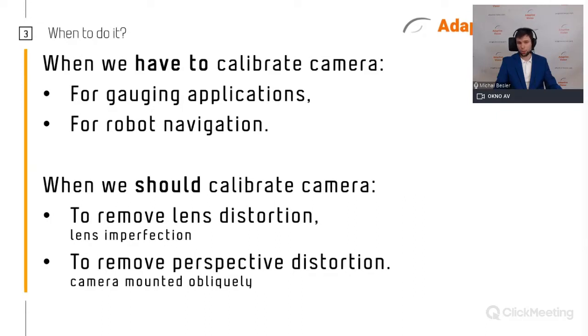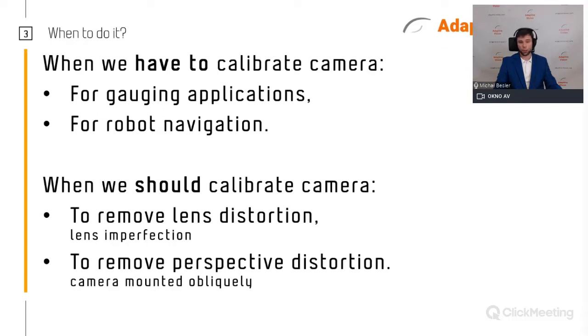And when should we calibrate the camera? Every time we encounter a problem with lens distortion. In fact, probably all lenses have some kind of distortion. Sometimes it is less visible, sometimes it's much more visible. And every time we have problems during creating our application, we should perform the lens distortion correction process.